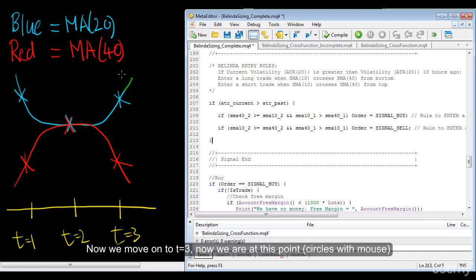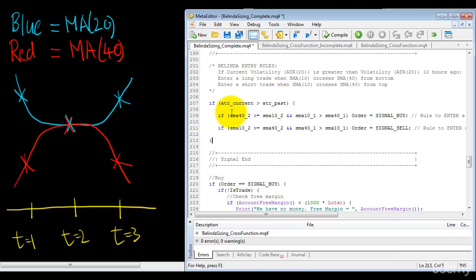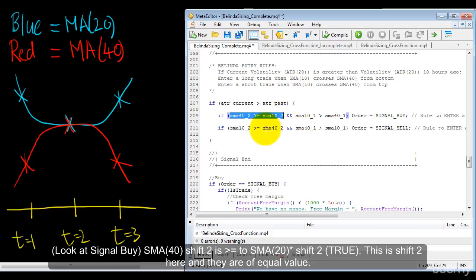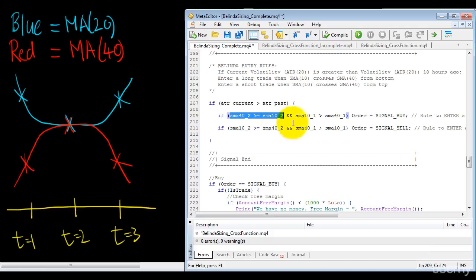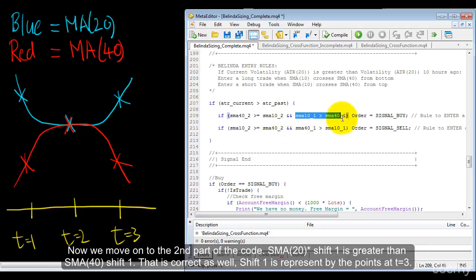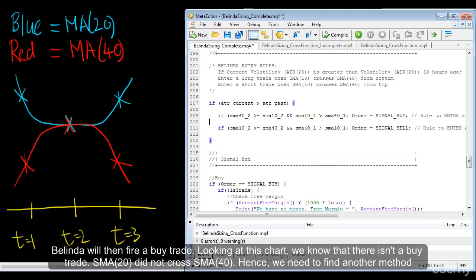So now we are at this point. SMA 40 shift 2 is equal to SMA 10 shift 2. That is correct. This is shift 2 here. They are equal. And we move on to this part where SMA 10 shift 1 is greater than SMA 40 shift 1. And that is correct as well. Shift 1 is represented by these 2 points here at time 3. So what Belinda will do is it will fire a buy trade.